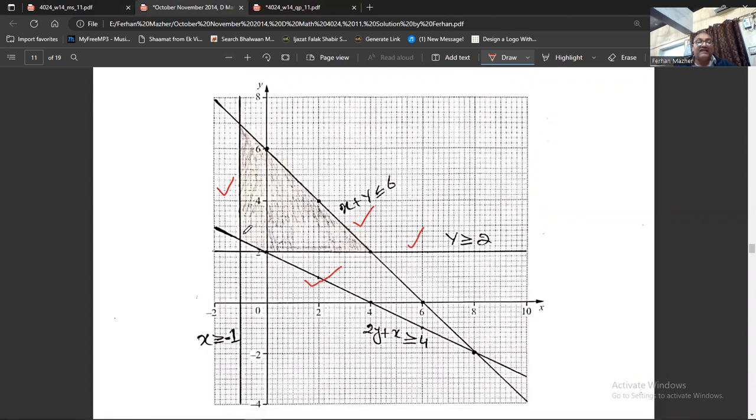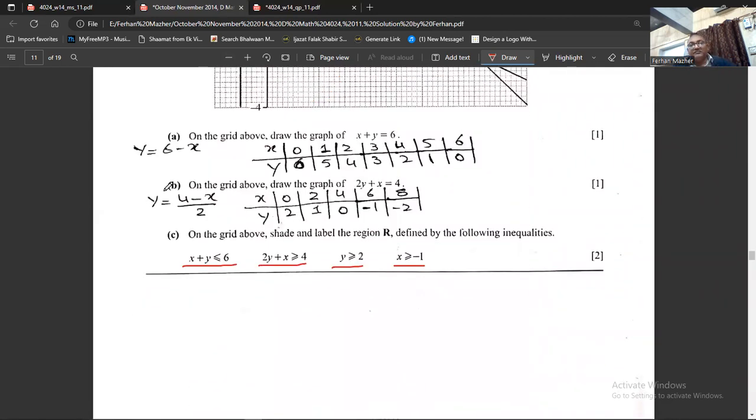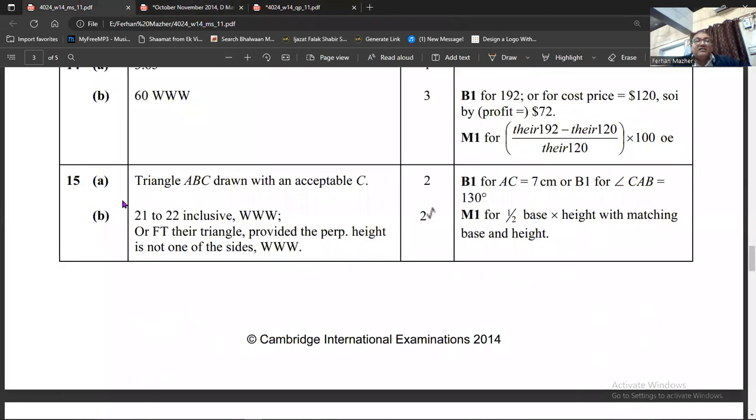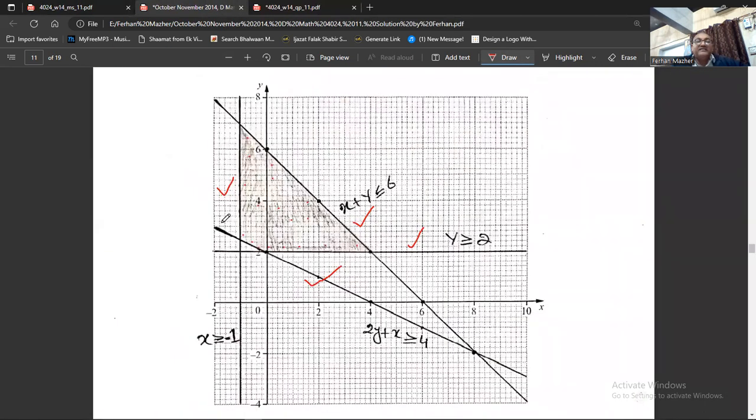So this is that area. We can see that. I have shaded it. That is the area defined by those four inequalities. I hope you understand. So our answer is right.